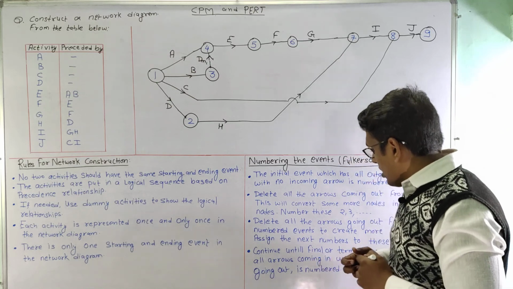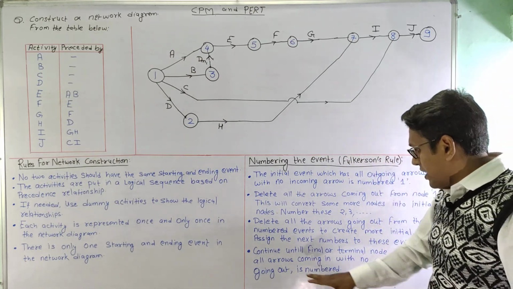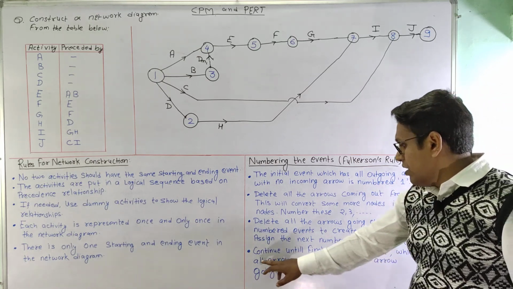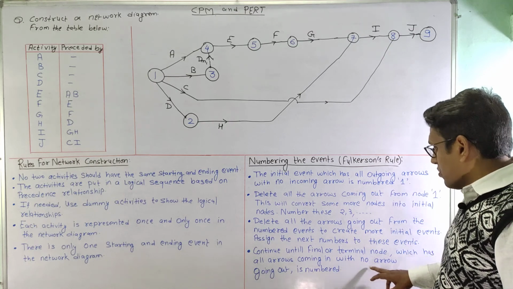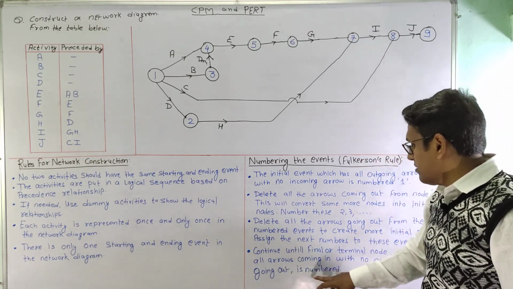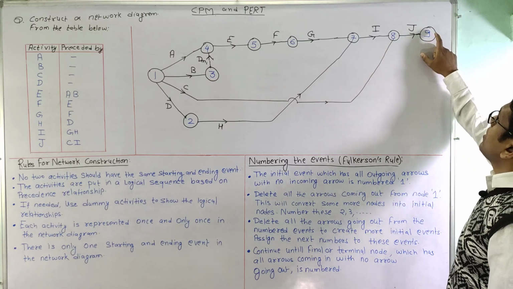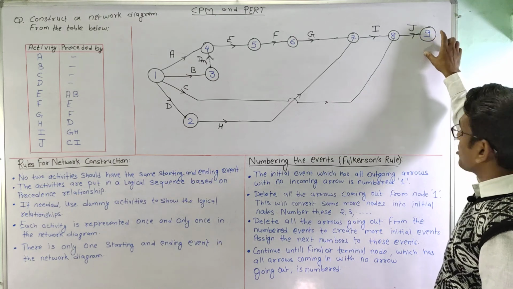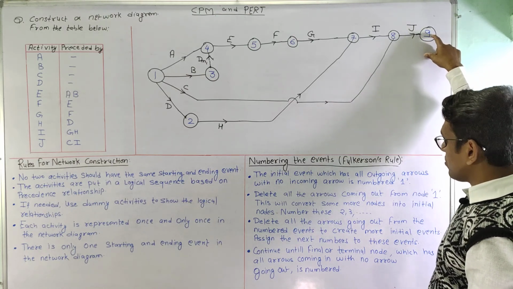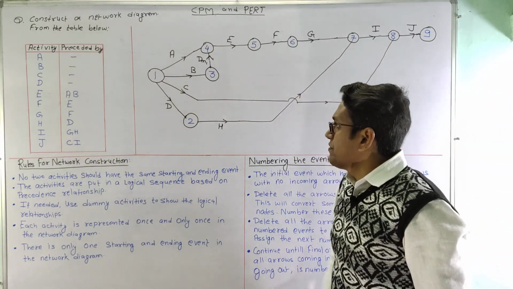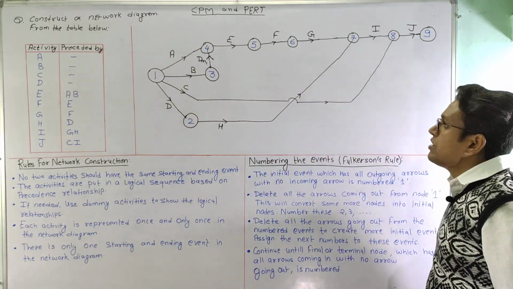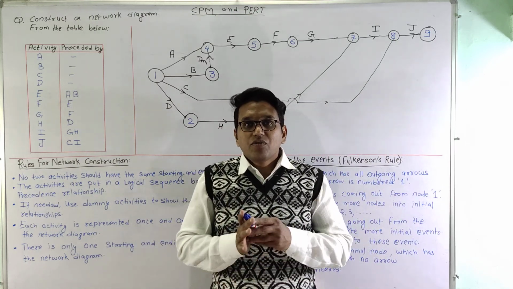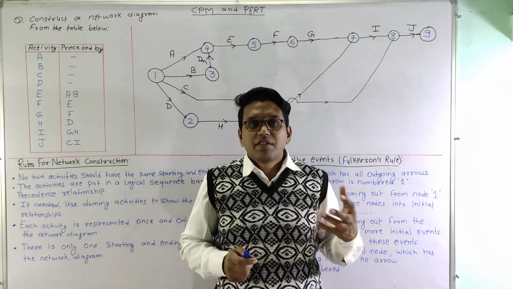So this is how the numbering of events can be done, and the final point says to continue until the final or terminal node, which has all arrows coming in with no arrows going out, is numbered. So for the last node, we can see that all the arrows are coming in and there is no outgoing arrow, so this is the terminating node or final node here. So we have seen here how to construct a network with an example, and we will do more examples to see how to construct a network diagram with different problems.